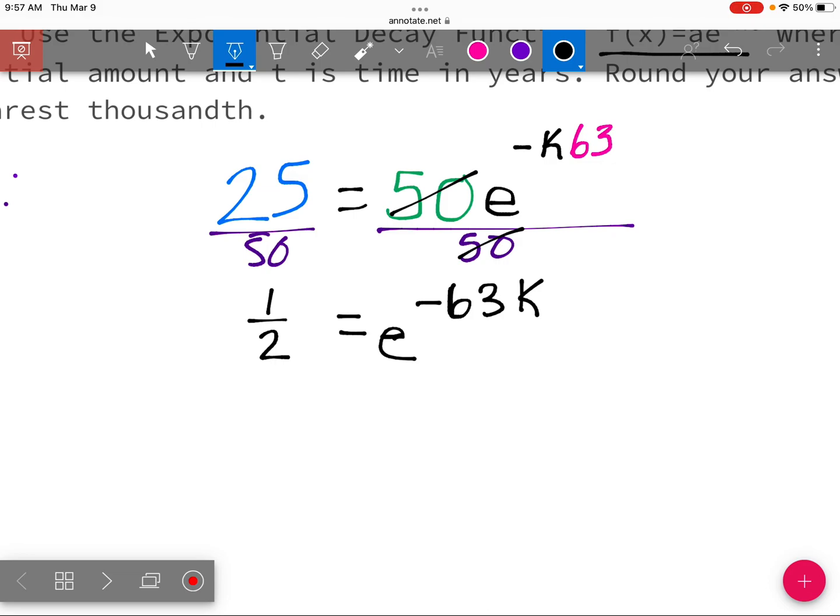We have a test over this tomorrow, y'all. What tool are we going to use? How can I switch that so that it's no longer in the exponent? Huh? Rewrite it as a log. Perfection. All right, so we can rewrite this as a log. So we're going to have log base e of my argument, 1/2, equals whatever the power was, negative 63k.